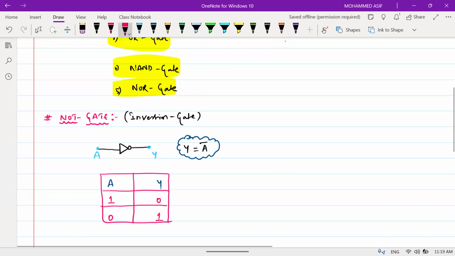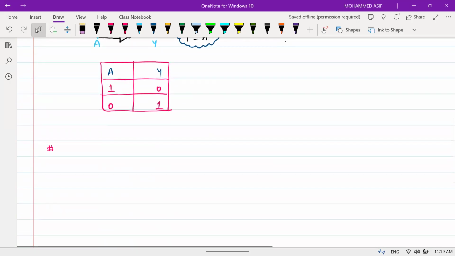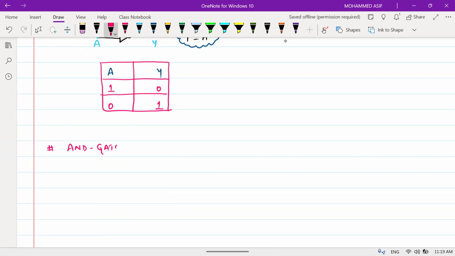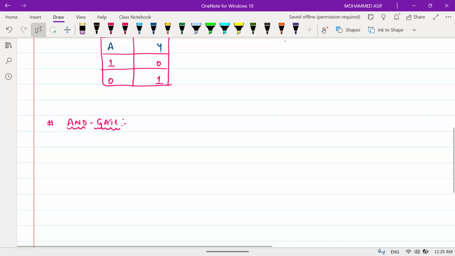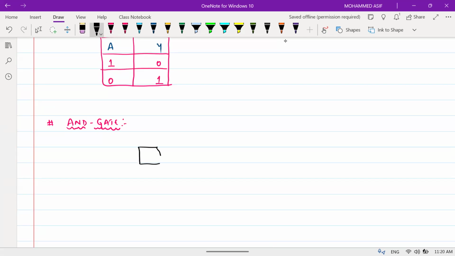So what is the first one I told you, beta, right now? NOT gate. After NOT gate, the next one is your AND gate. What is your AND gate, beta? In AND gate, the output is one when both inputs are high. If either input is low, the output is low. The basic symbol is D-shaped like this, and we get an output here, Y. And we have two inputs, beta. This is input A and here it will be your input B.